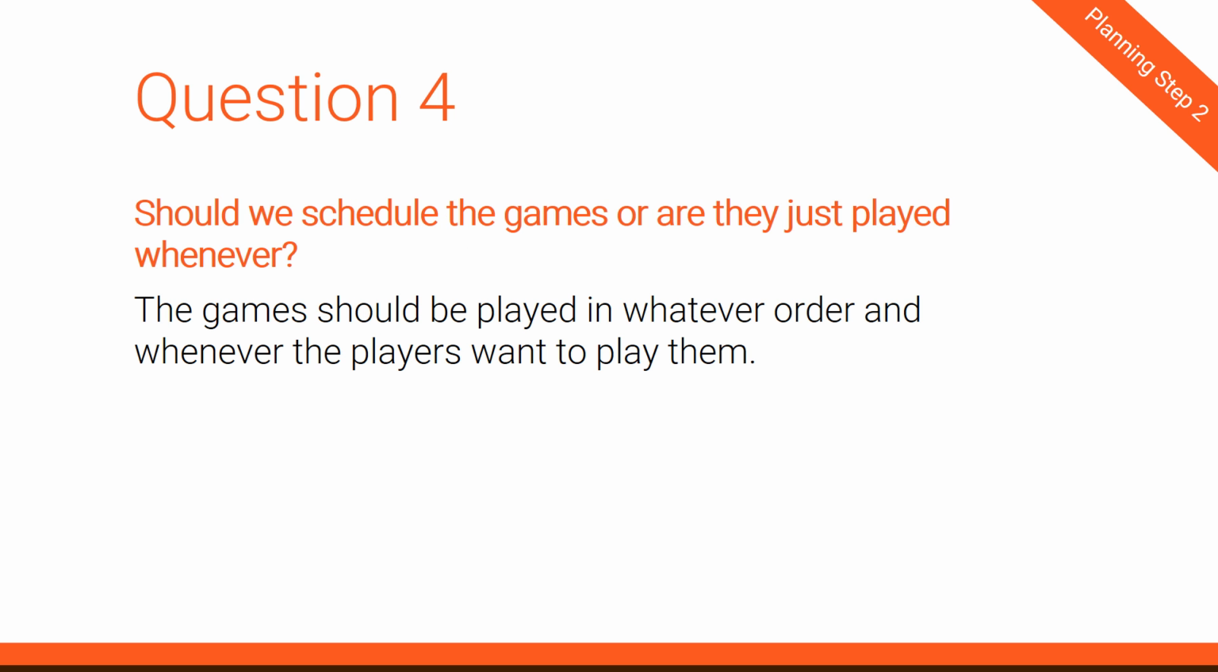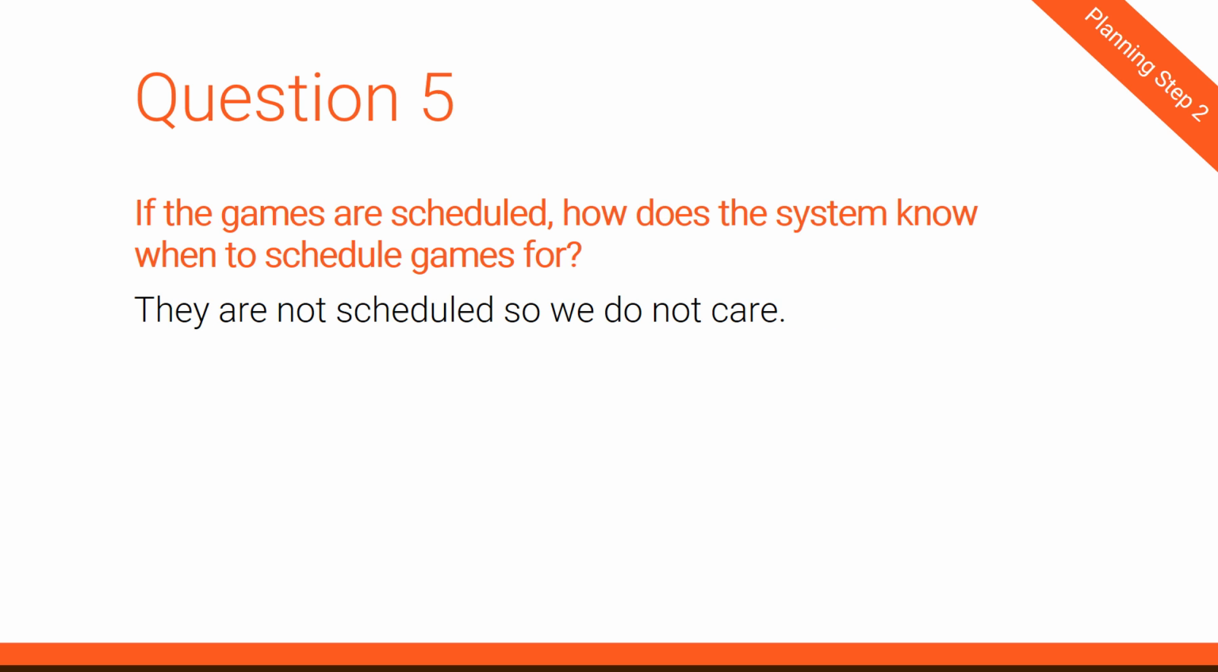Question number 4, should we schedule the games or they play whenever? And the games should be played in whatever order and whenever the player wants to play them. So that answers that question for us. It also is going to answer one of the follow-up questions, and that is question number 5. If the games are scheduled, how does the system know when to schedule the games for? Well, we're not going to schedule it, therefore we don't care.